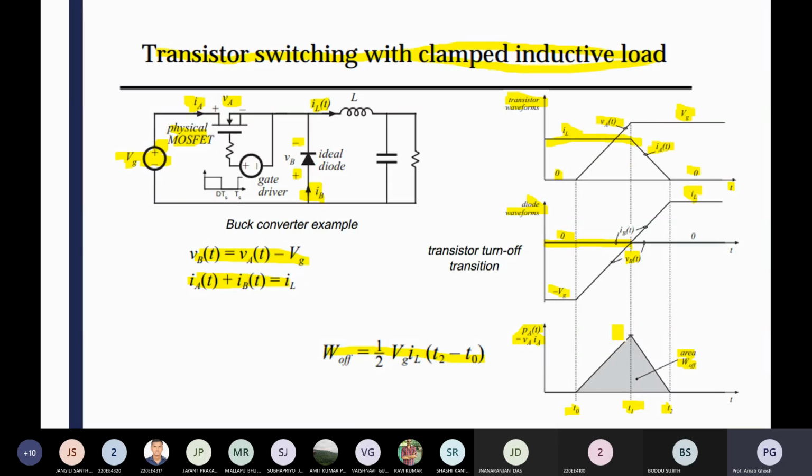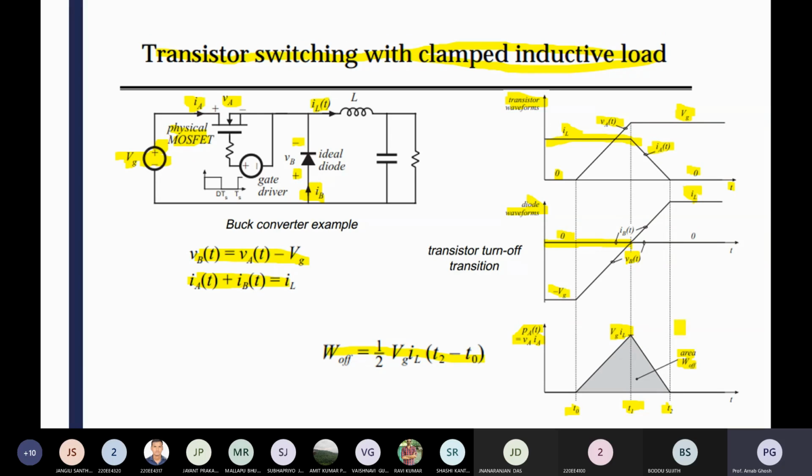So it is your VA. VA into how much current? The IL current is there, so VA into IL. But what is the maximum value of VA? It is VG. That is why it is written VG into IL. After that, what happened? It climbs back the same way to T2.